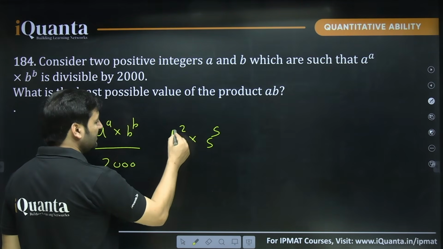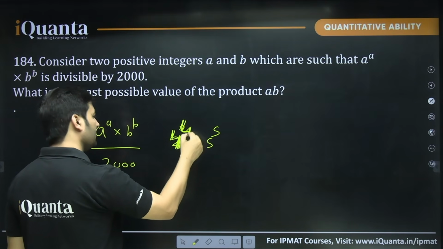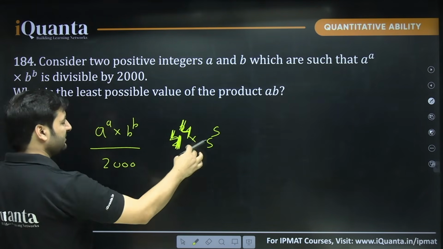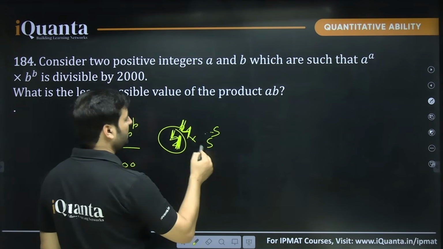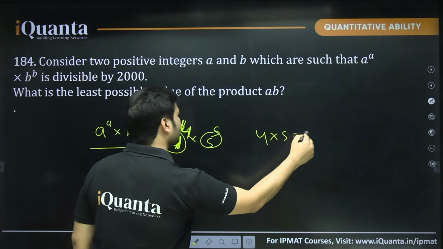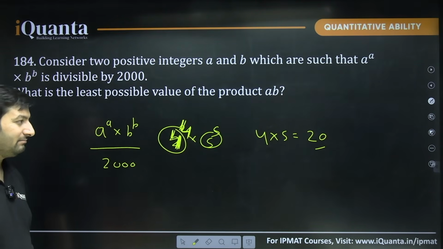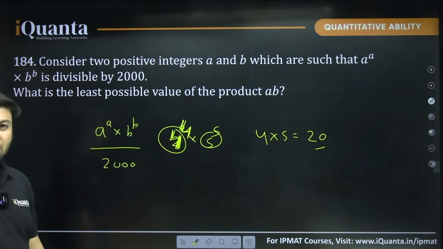So in that case I will try to bring more zeros, say 4^4 into 5^5, this can be the number. Is it divisible by 2000? Yes, obviously. But what is the product of a into b? It is 4 into 5, 20. This is the least I can see so far. Is it actually the least? Can there be another such number? Can there be something lesser than this?